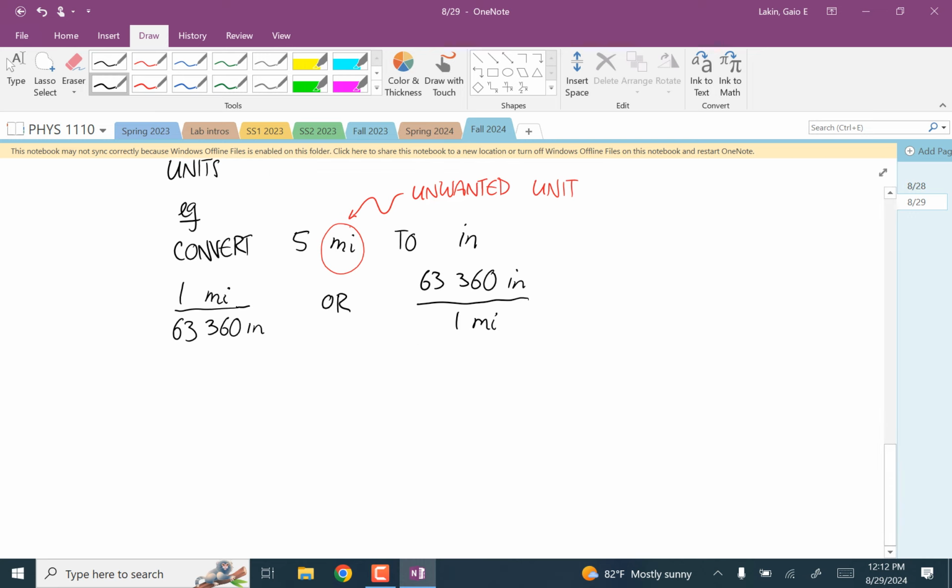So we're going to start with our given quantity, 5 miles. And I'm going to write this as like a big fraction to be clear about what's in the numerator and what's in the denominator. And then I'm going to multiply this by the one of these two conversion factors that cancels the mile. Since the mile of our starting value is in the numerator, we need our conversion factor to have it in the denominator for it to cancel. Okay, so I'm going to write this as 63,360 inches over 1 mile.